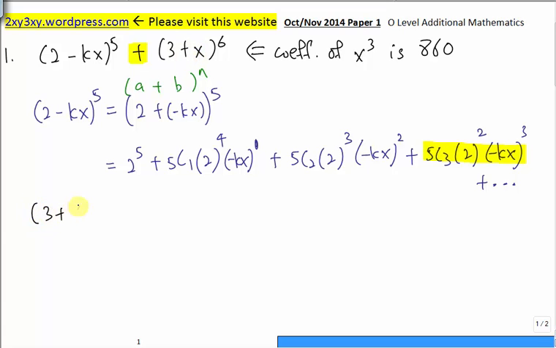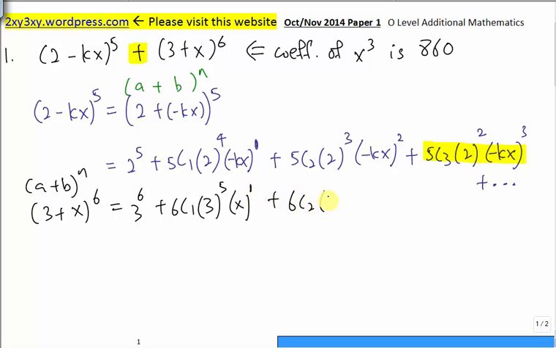So let us expand this expression. a will be 3, b will be x. So n will be 6. 6c1, 3 to the power of 6 minus 1 will give you 5. Then b will be x, following this power here. 6c2, 3 to the power of 4, x squared, plus 6c3, 3 to the power of 3, x cubed, plus dot dot dot. So we obtain the coefficient of x cubed from this term here.